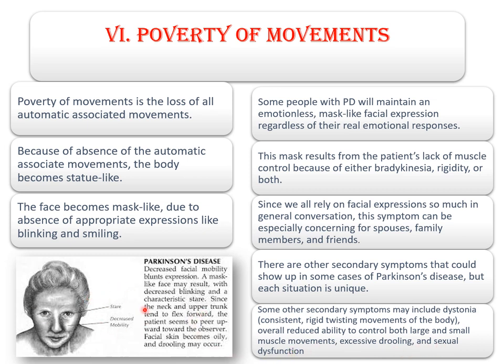So, Parkinson's disease. There is a decreased facial mobility. In this phase, there is decreased facial mobility, blunt expression, and a mask-like face may result with decreased blinking, and that is a characteristic stare. Since the neck and upper trunk tend to flex forward, and the patient seems to peer upward towards the observer, facial skin becomes oily and drooling may occur. So this is a lack of facial expression and there is a staring of the eyes.